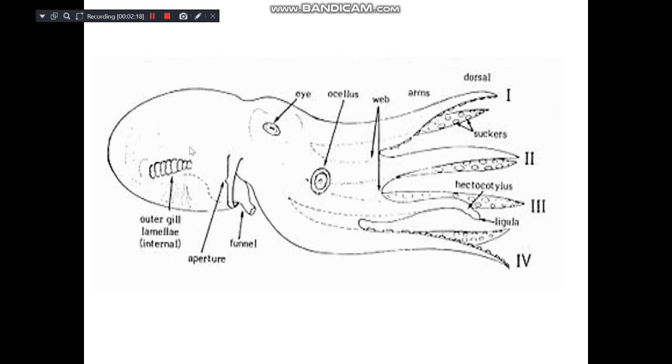See, this is the head, the aperture, this is the funnel, the eyes, and this is the arm, where you can see 2 rows of suckers, fleshy suckers.